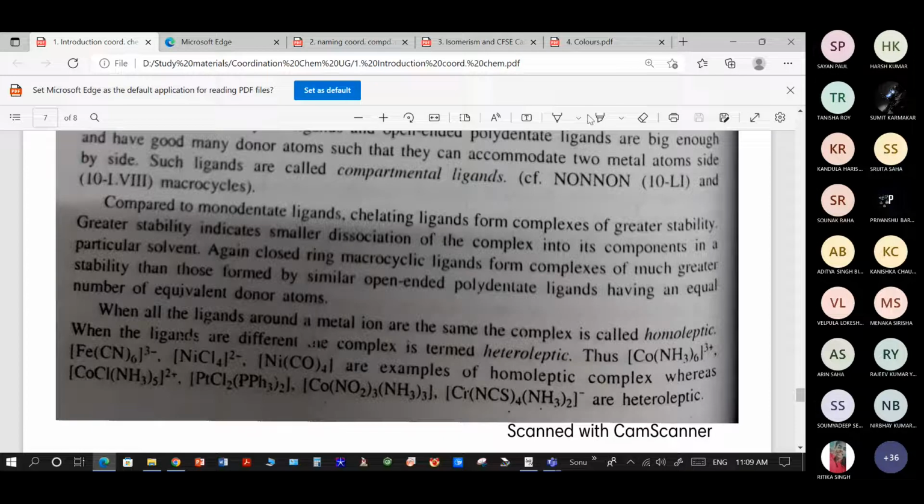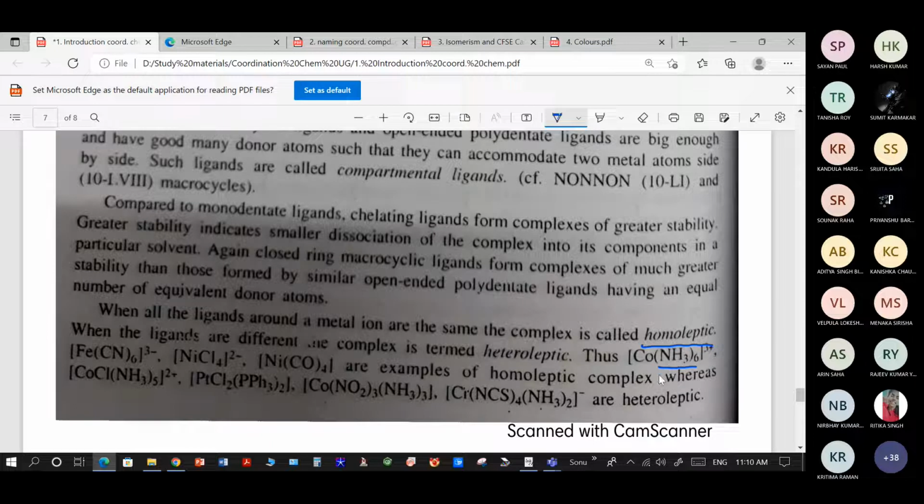So what does homoleptic compound mean? A homoleptic compound means that the same ligands are surrounding the metal center. Here, in this case, cobalt has 6 ammonia molecules surrounding that cobalt center. The ammonia molecules are coordinated via their nitrogen donor atoms.